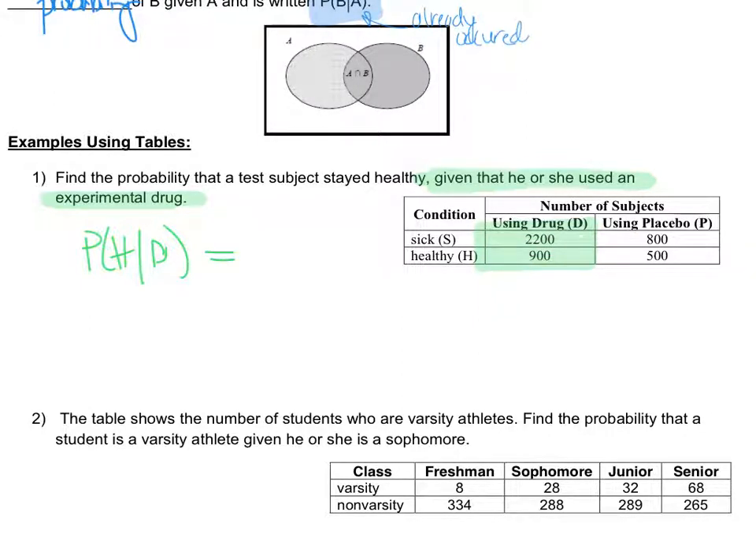So now our denominator becomes 3,100. And then what's the probability that he or she stayed healthy? You look at the healthy, which would be 900. And that's your probability, which of course reduces to 9 over 31. You kind of want to think of it as a shortcut, that you don't have to look at the big picture entirely, and you can just focus on what was already given to you.